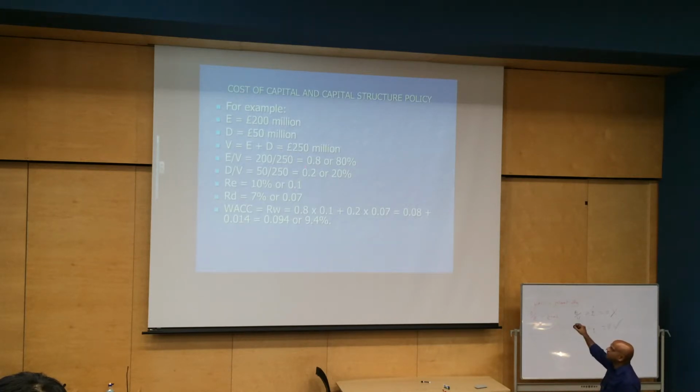Here's an even simpler example, carrying on the same thing. Suppose this is 10%, which is 0.1, and 7%. If you put the calculation together, you get 0.94%, which is between that and that, assuming between the required return on equity and the required return on debt.